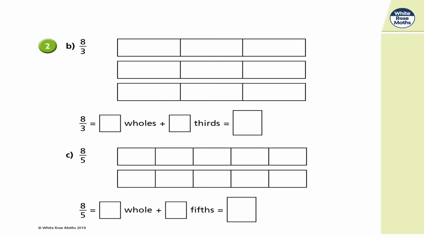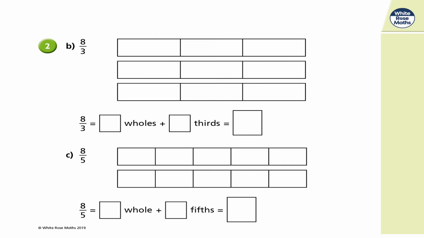Let's have a look. Can you pause the video and draw me the 3 strips now, please? Excellent. So you've done that. Now I want you to shade in 8. So if I was to shade in 8, I would shade 1, 2, 3, 4, 5, 6, 7, 8. So 8/3 is how many whole ones? I know it's 2 wholes. And how many thirds? 2/3. So altogether it's 2 and 2/3.